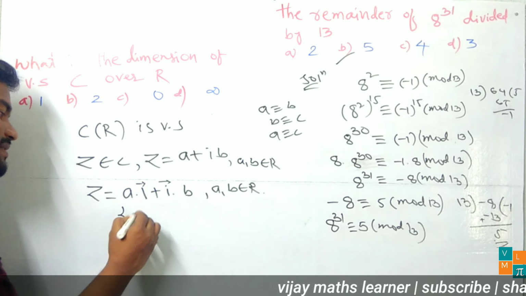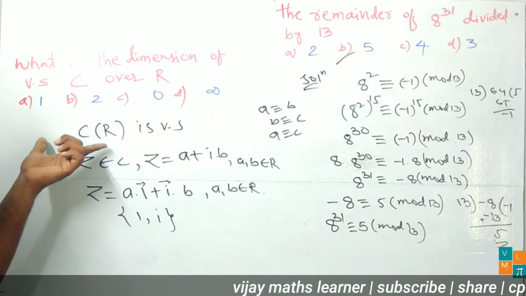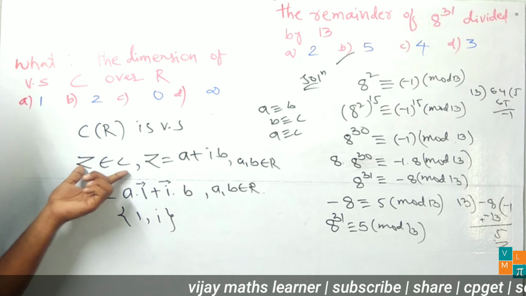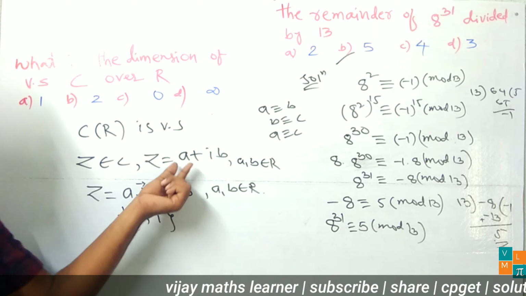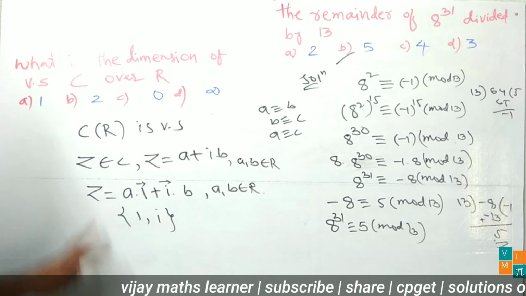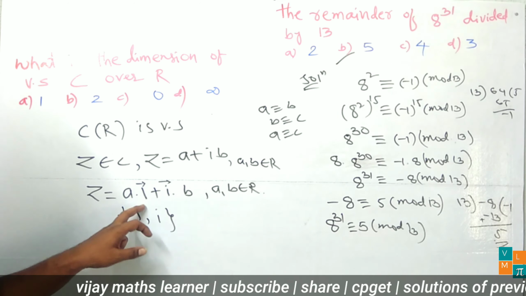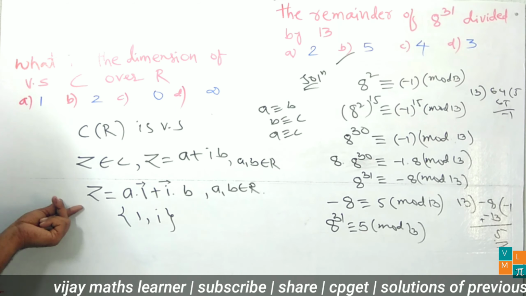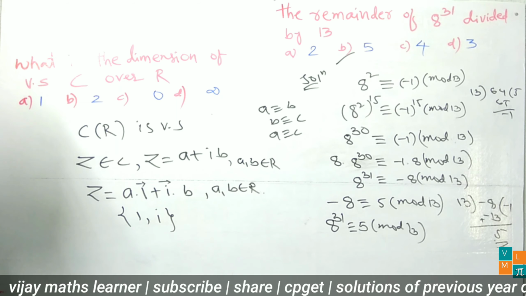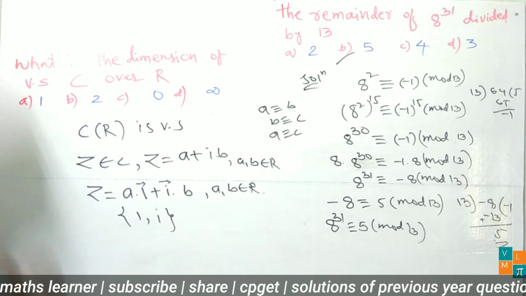So what is the basis set? 1 comma i is the basis set. Here C over R is the given vector space, and every complex number can be expressed in the form a plus ib. Z belongs to the complex vector space. Z equals a into 1 plus i into b. This Z is a linear combination of the vectors 1 and i. So 1 and i are the basis of the given vector space C over R.